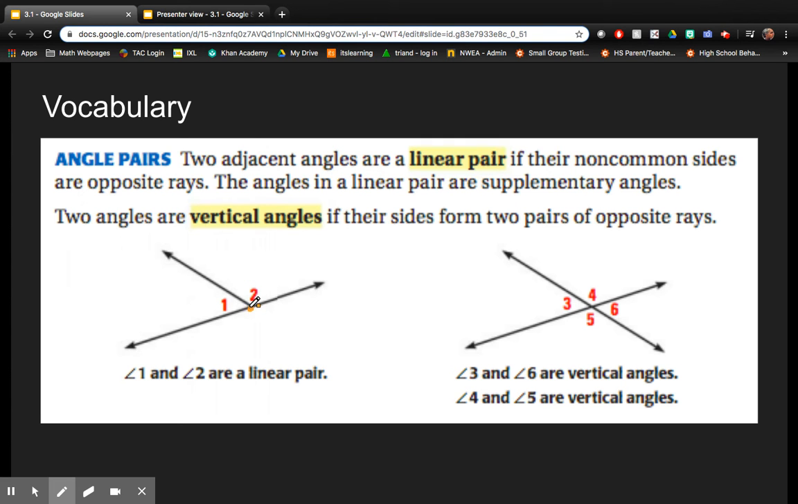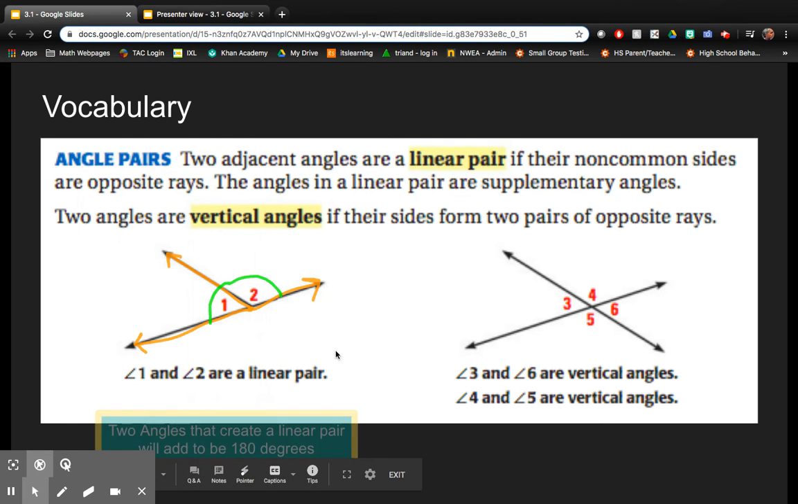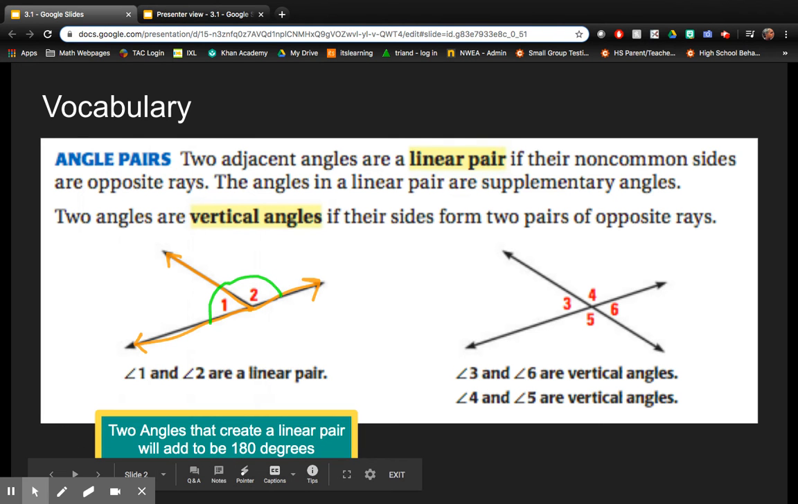So if we're looking at these two angles, this would be their common side, and their non-common side would be this guy, who is an opposite ray to this guy. And it's important to remember that in a linear pair, together, they are supplementary. And remember, supplementary simply means that when two angles add to be 180 degrees.